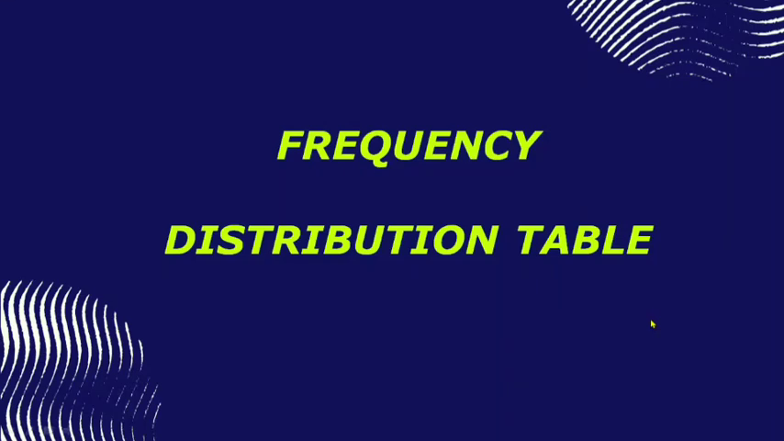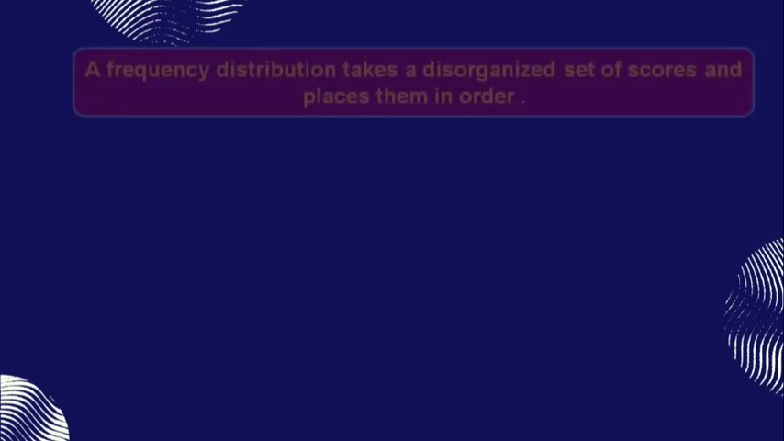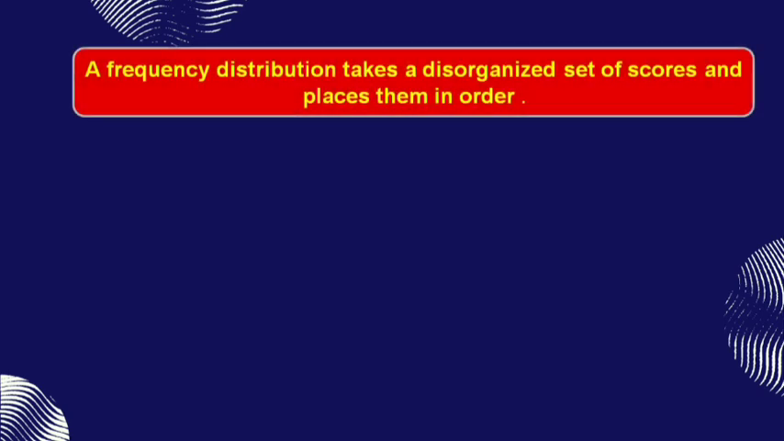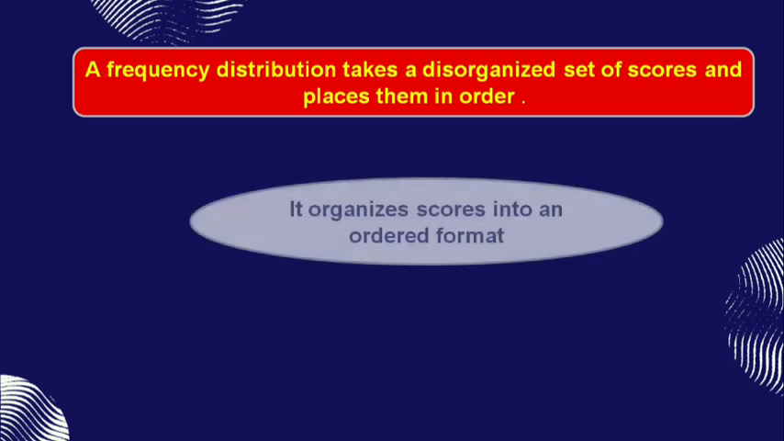Hi. In this video I am going to show you how to make a frequency distribution table. A frequency distribution takes a disorganized set of scores and places them in order. This means that a frequency distribution involves organizing a data set with unorganized scores into an ordered format. By organizing the scores, a frequency distribution provides a clearer representation of the data set.